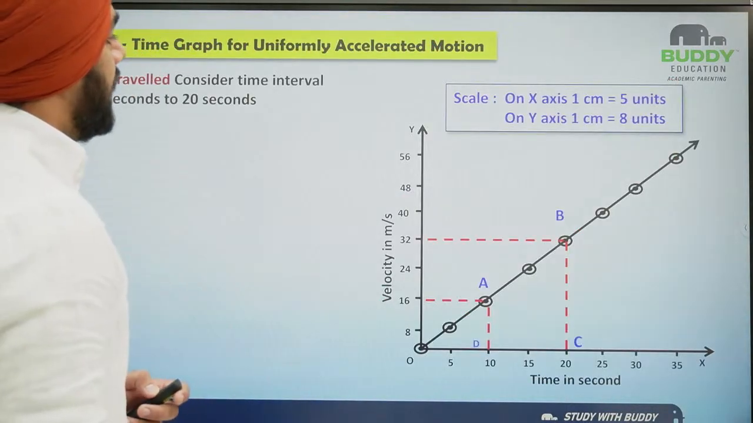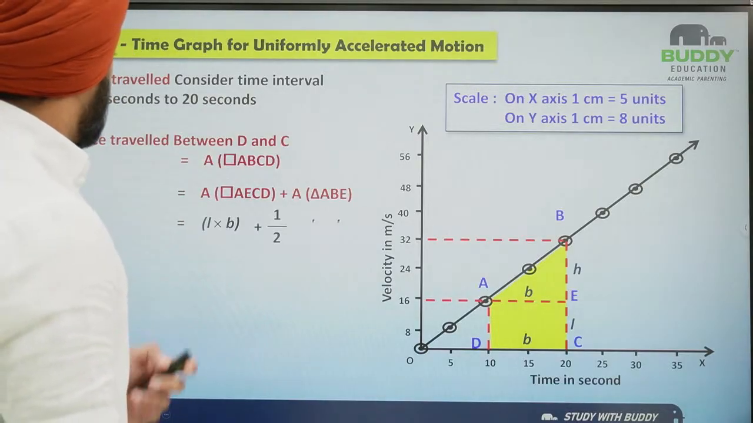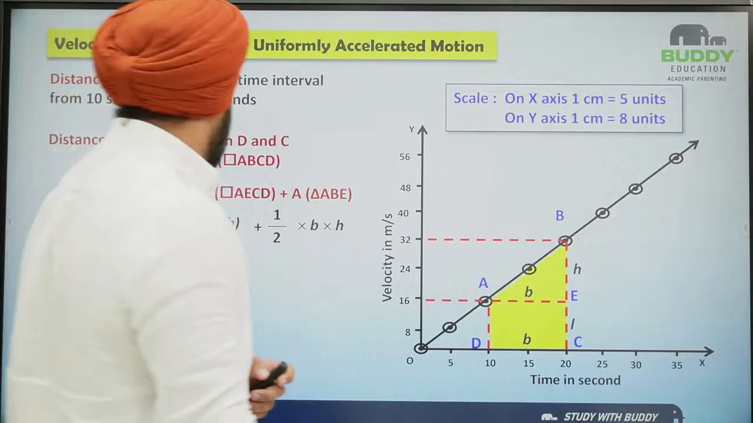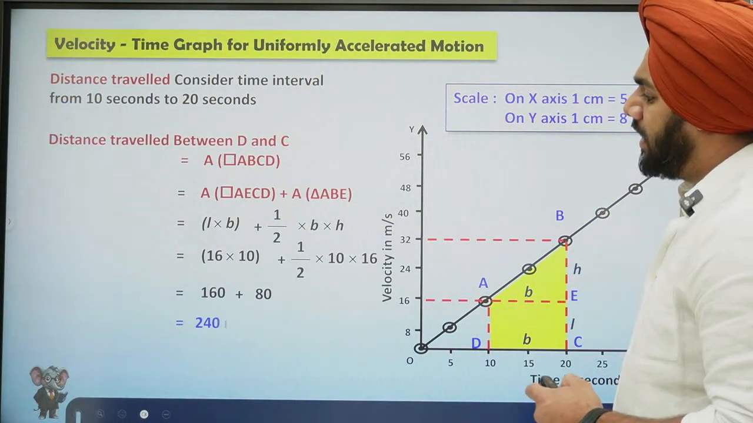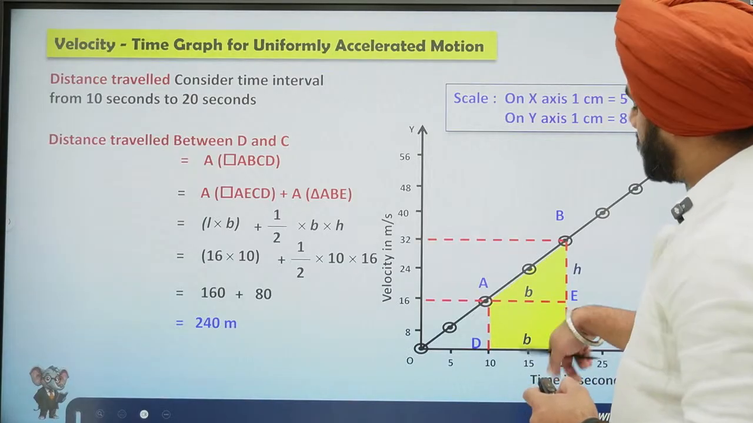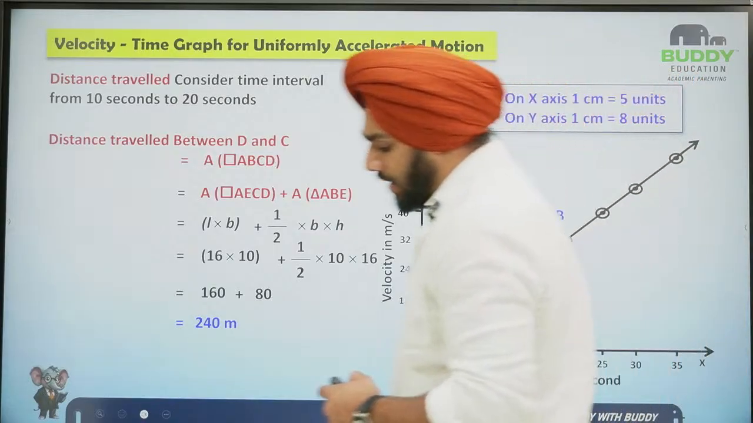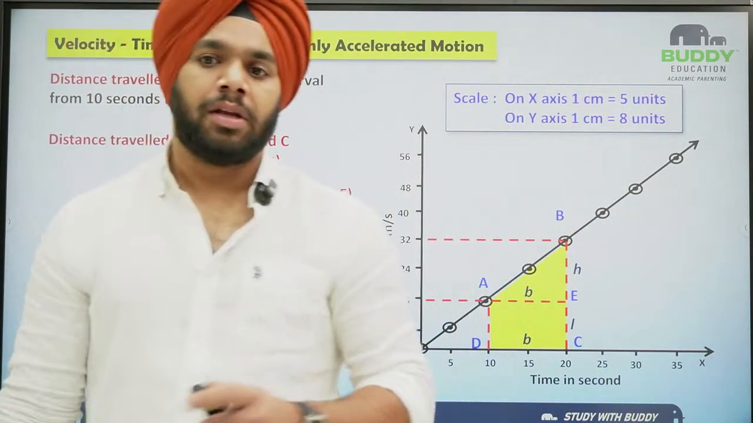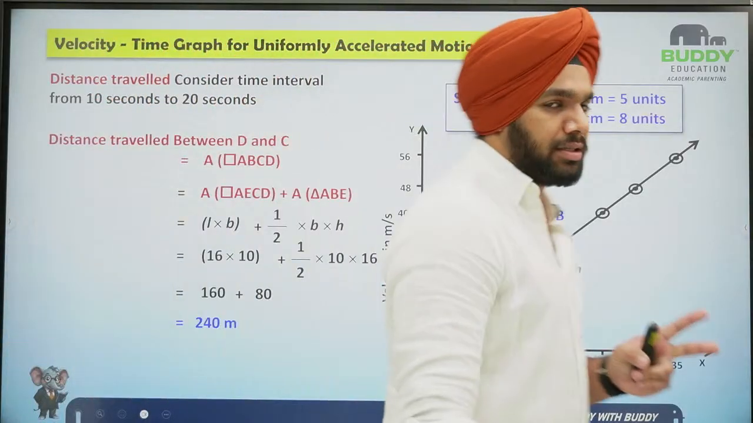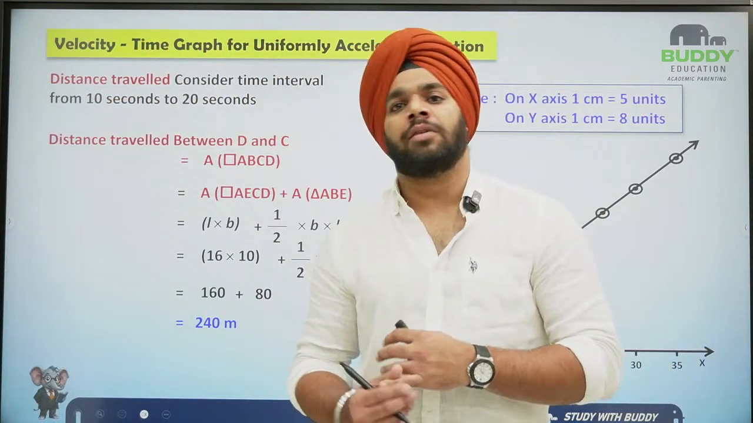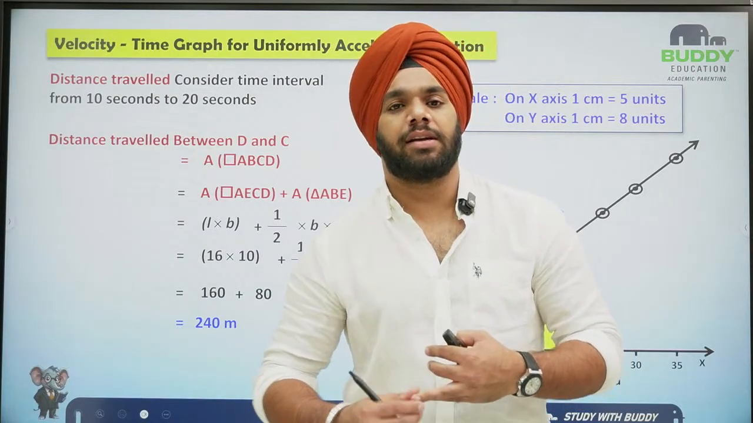If you take a close look here, we found out the area under the velocity time graph, right? This was the area. This was the last question that we did. So the answer was 160 plus 80, that is 240 meter. So this was the area covered, right? And the area covered under the velocity time graph gave you the displacement, right? So this was the first thing that we discussed, that we will get two things from the velocity time graph. One is the area covered under the velocity time graph will give you displacement, right?